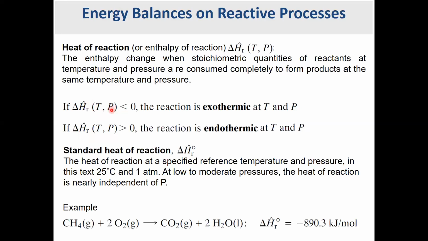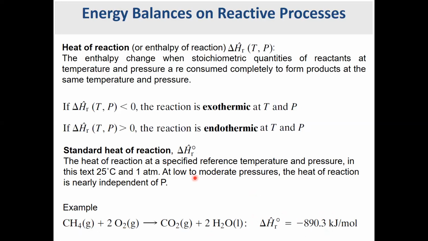However, if this temperature and pressure are a specified reference temperature and pressure, they call it standard heat of reaction. In our book, at least, the reference is 25 degrees and 1 atmosphere. So when there is a standard heat of reaction, the temperature is 25 degrees and pressure is atmospheric pressure. For example, when 1 mole of methane and 2 moles of oxygen react at 25 degrees, they produce 1 mole of CO2 and 2 moles of water at 25 degrees and 1 atmosphere. When this reaction proceeds, this amount of energy will be released. Since it is negative, the reaction is exothermic.